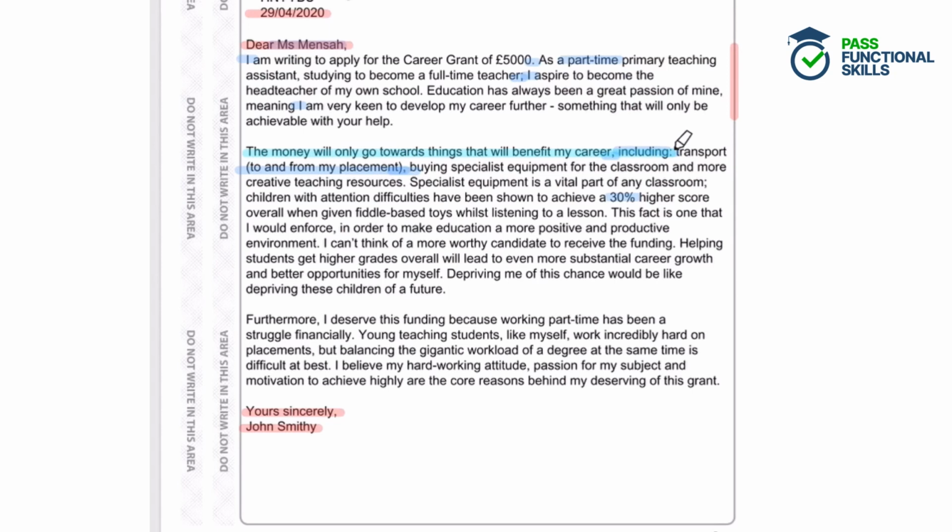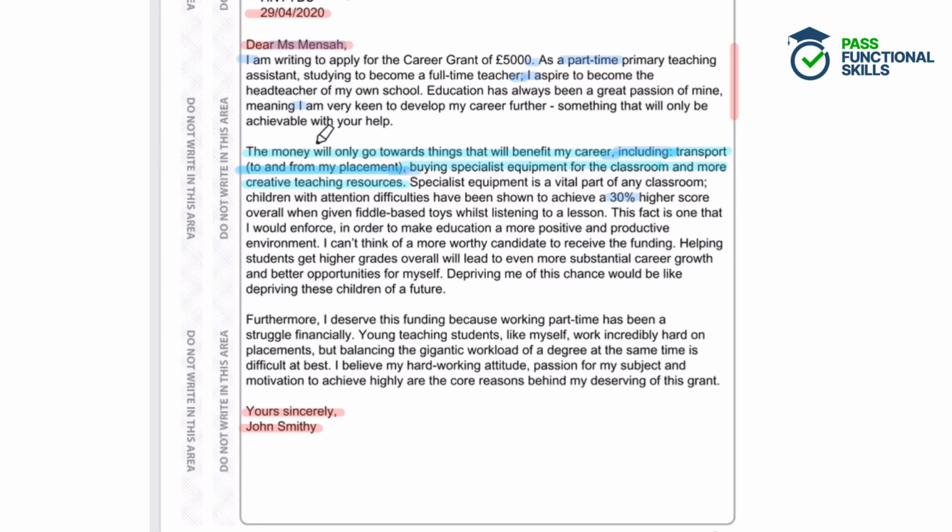We've also got a colon, but remember that that is incorrect. We don't need that there if we've got the word including. So including transport, and then we've added even more information using parentheses, to and from my placement. And then we've added another idea, buying specialist equipment for the classroom, and then we have a connective to add a final idea, and more creative teaching resources. So there's lots of different elements to that sentence.